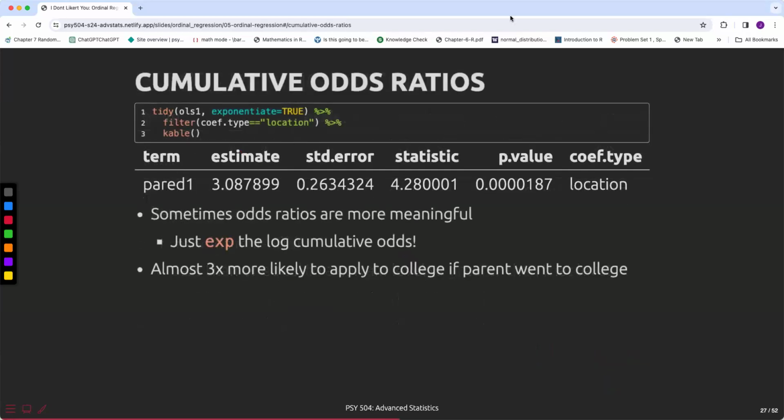We'll get back to the cut points in a bit. Because we have log odds for the coefficients, we can exponentiate them and get odds ratios to make the comparisons a little more meaningful. All we have to do is take the exponent of the log odds and we get odds ratios. That's what's presented here. I've used the tidy function, and you can use exponentiate equals true, and it will give you the odds ratios. This will also give you the 95% confidence intervals for the odds ratios if you have the conf.int argument set to true. Here we can see that our odds ratio is 3.09. How we can interpret this is that if you have a parent that went to college, you're almost 3 times more likely to apply to college, which is a pretty big effect. So we can interpret this in terms of odds ratios.